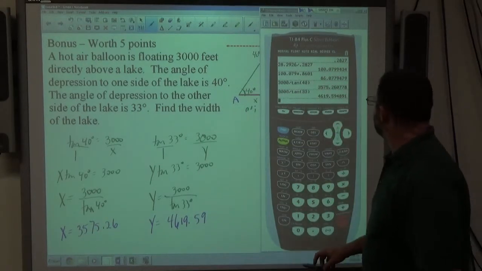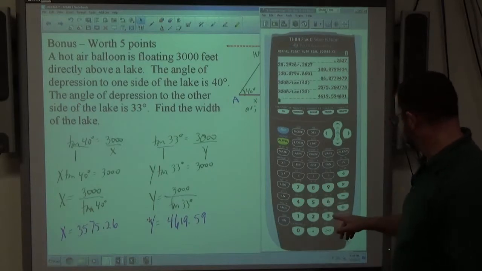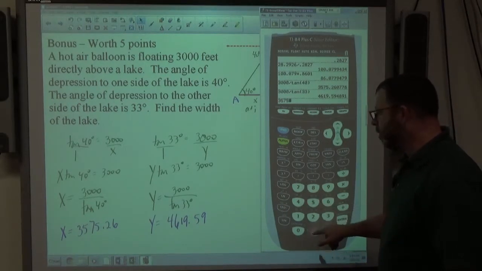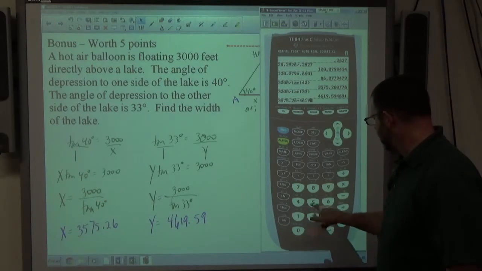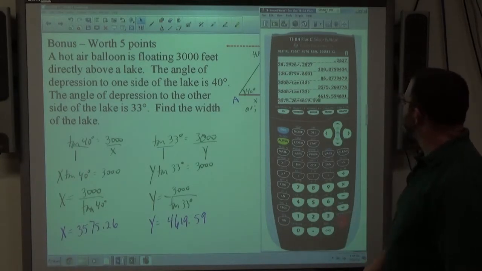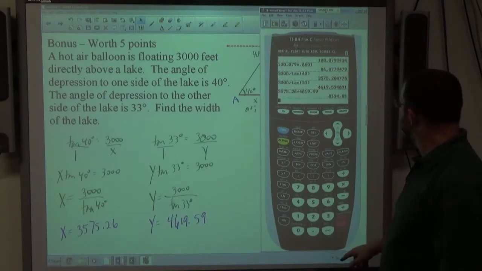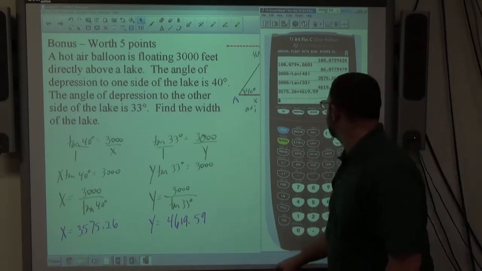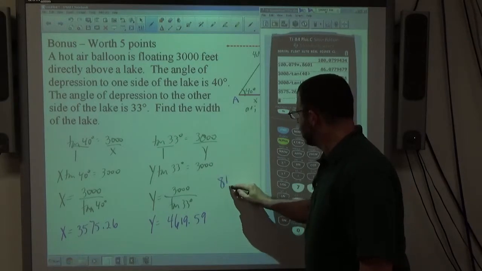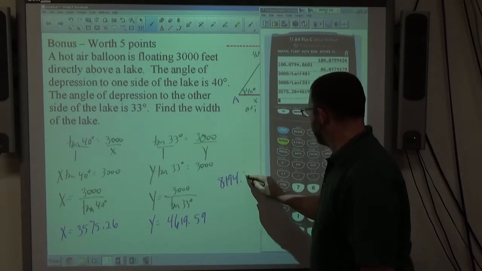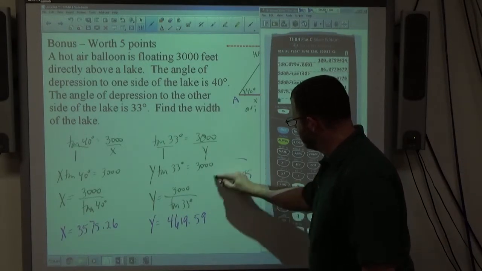So if I simply add those two numbers together, I'm going to get the width of the lake. So 3575.26 plus 4619.59 comes out to 8,194.85 feet. 8,194.85 feet.